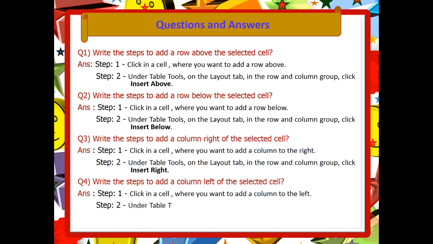Write the step to add a column left of the selected cell. Click in a cell where you want to add a column to the left. Under the Table Tools on the Layout tab in a Row and Column group, click the Insert Left.